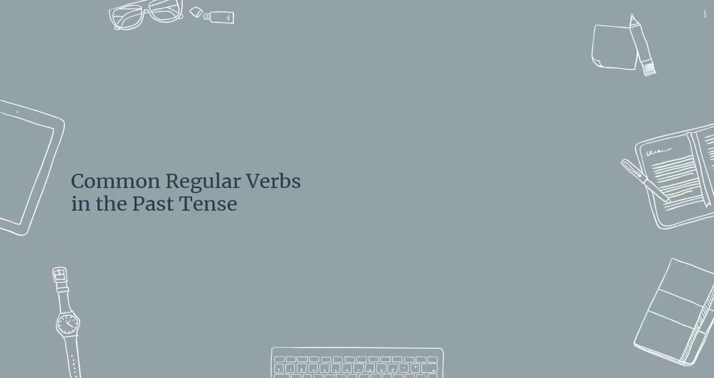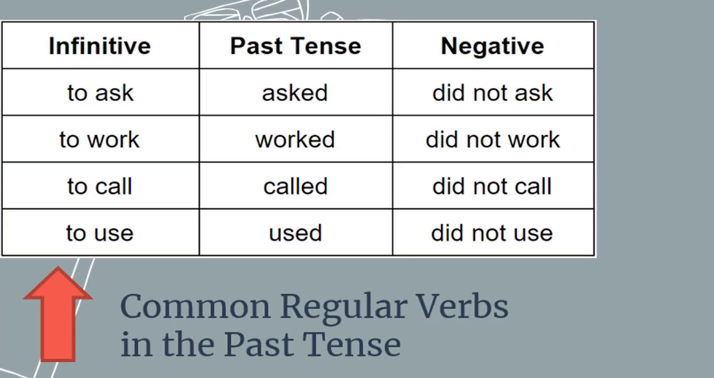Okay, let's take a look at the most common regular verbs in the past. Those are asked, worked, called, and used. The past simple is asked, worked, called, and used. And the negative part is different because we use an auxiliary in the past. The auxiliary in present is do, and in past simple it is did.